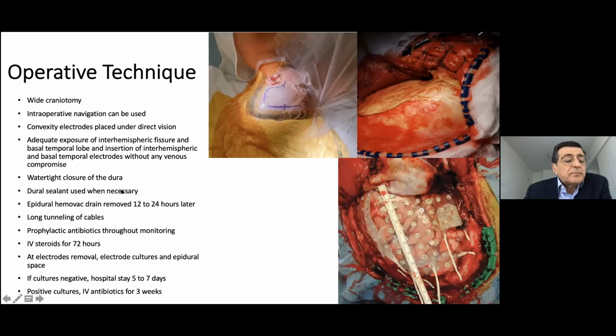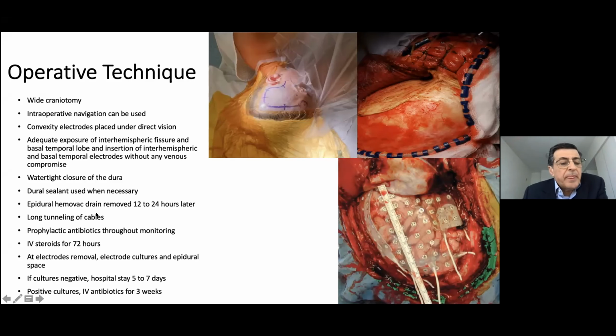So the dura is closed in a watertight fashion. Dural sealant is used when necessary. And what I missed to put here is that dural stenting sutures are very important, particularly in the center of the bone flap. So I put several dural stenting sutures that pull the dura back to the flap to minimize the pressure on the subdural plate.